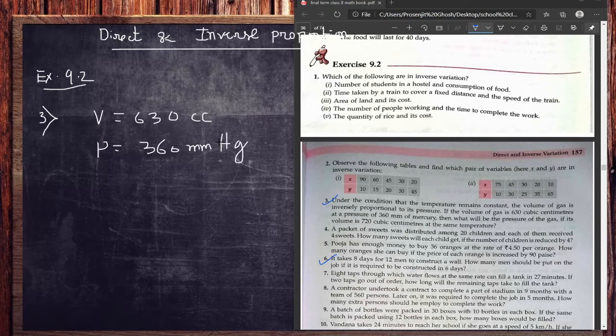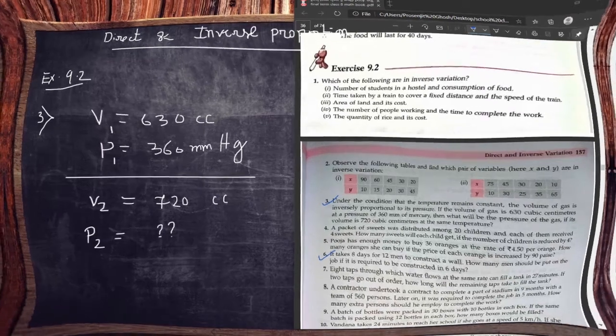We know that. And next part, this one is P1 and V1 given to you. Now coming to the next sentence, which is, then what will be the pressure of the gas if the volume becomes 720 cubic centimeters. So V2, the next volume, is given, which is 720 cc, and all you have to find is the pressure, what will be the final pressure.